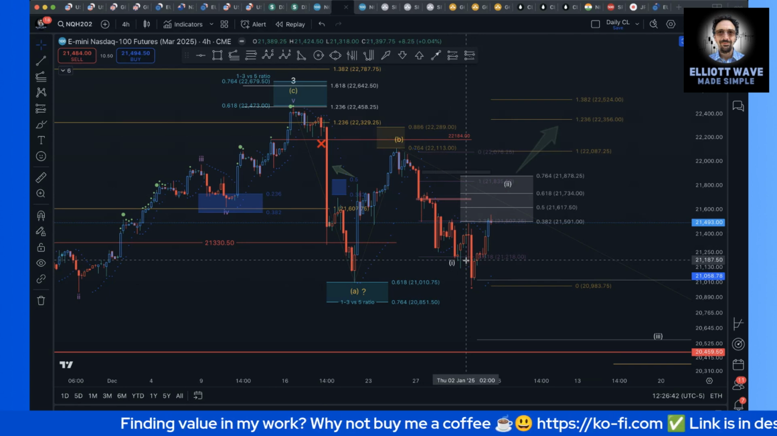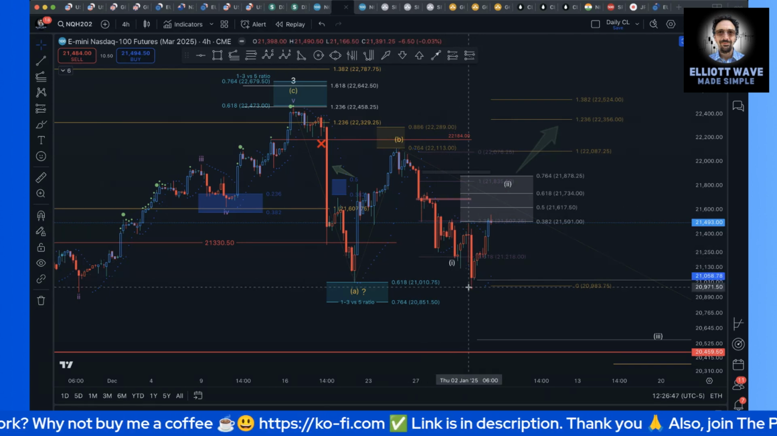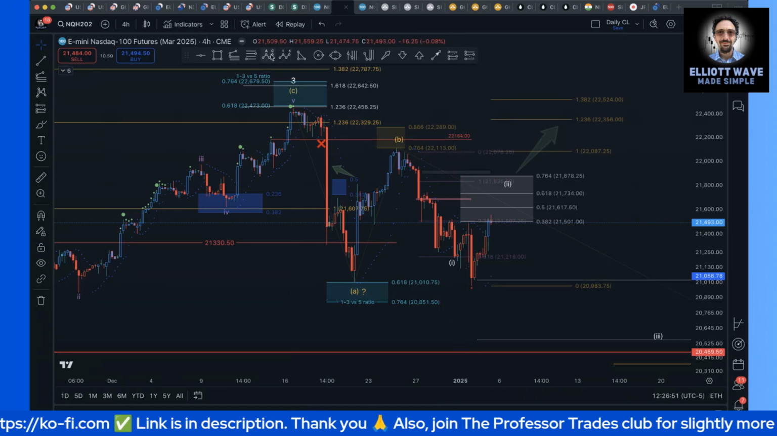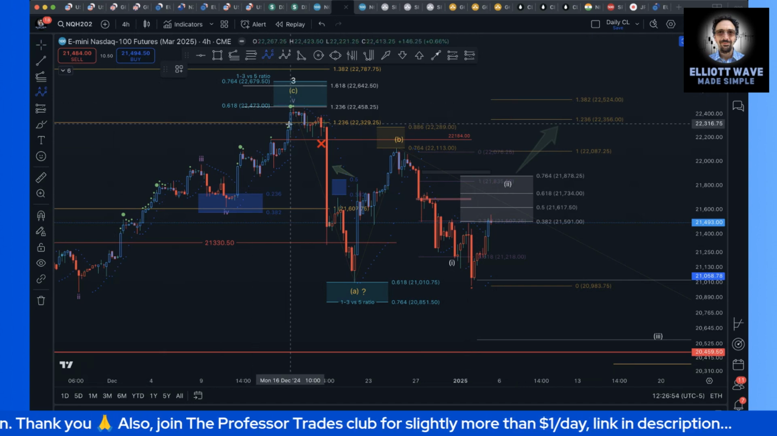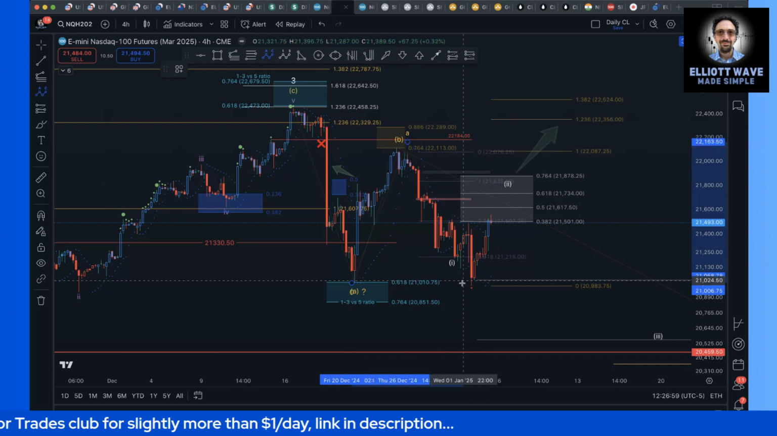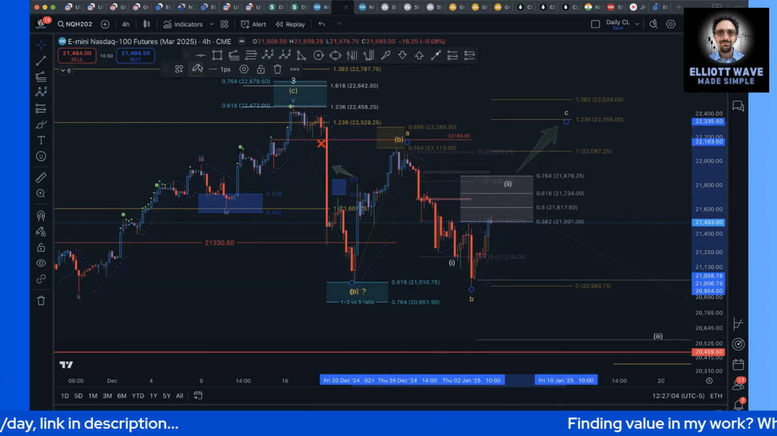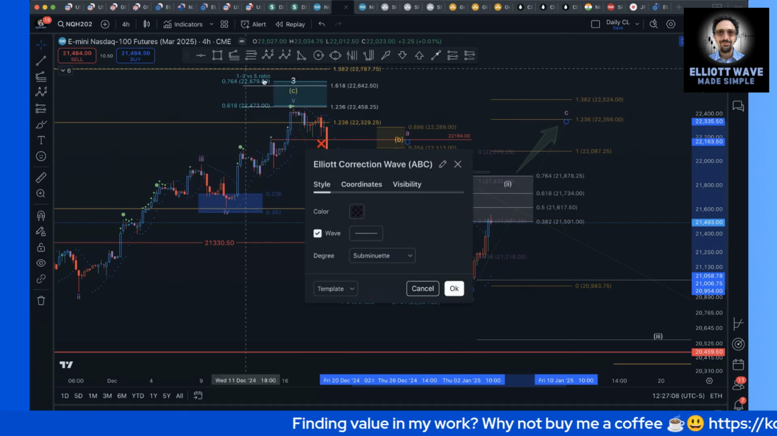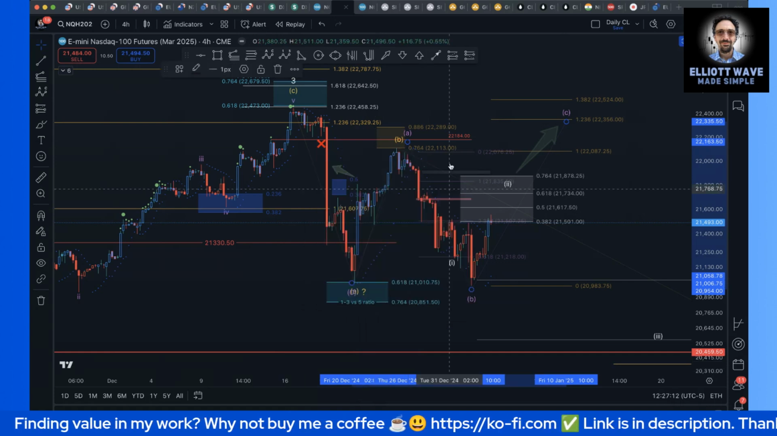So it is possible. Well, there's a bunch of possibilities, but because of the depth of this pullback, it's also possible to think of this as a B wave. What do I mean? It's easier to show you what I mean. Kind of like this. Now, this is just an alternative. A, B, C. So you're still, and let me just make that a different color. And ironically, I think that would be the same degree as the yellow one.